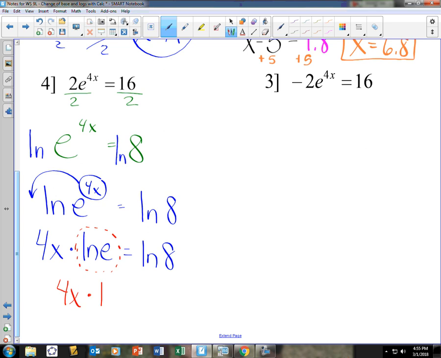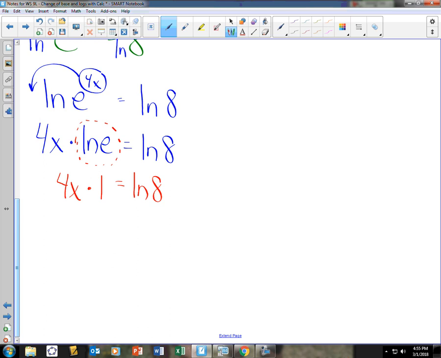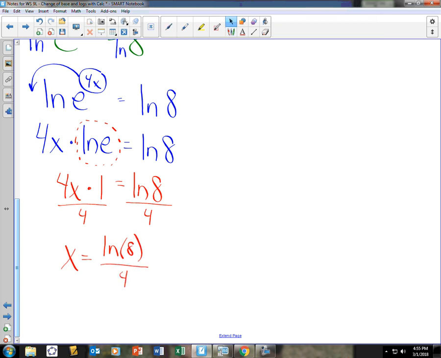And so now I would just divide by 4 and divide by 4. So x is going to be the natural log of 8, and then that answer gets divided by 4, not just the 8. It's not the 8 that's getting divided by 4. The 8 is actually attached to the natural log. So the natural log of 8 divided by 4. So x is 0.52.